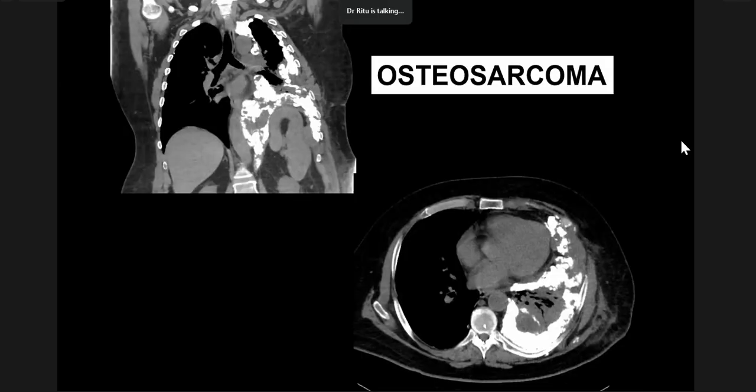Thymomas tend to have drop metastasis to the pleura. Osteosarcoma tends to create bone formation. You can see that this is diffuse bone formation within the pleural tumor here.